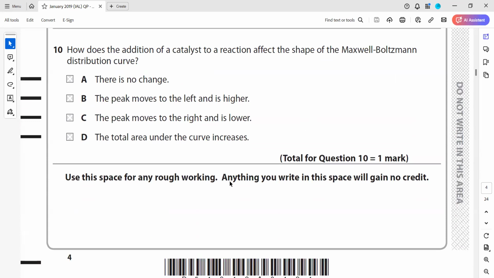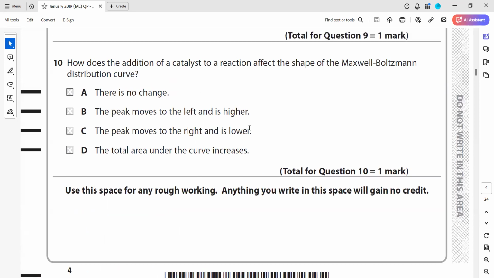Question 10. How does the addition of a catalyst to a reaction affect the shape of the Maxwell-Boltzmann distribution curve? So in a Maxwell-Boltzmann distribution curve, this is the graph we have. If we use a catalyst, it will lower the activation energy. Like this is an example, the activation energy without catalyst. If we use a catalyst, it will lower the activation energy. So what happened to the shape of the graph? The shape of the graph does not change.